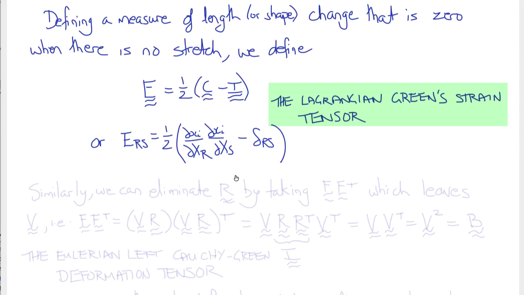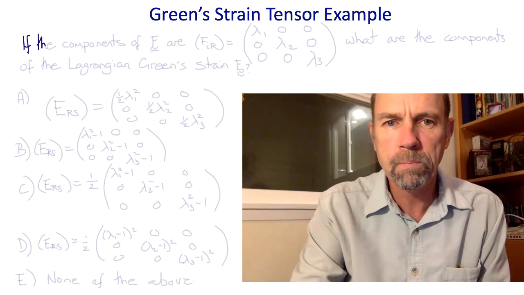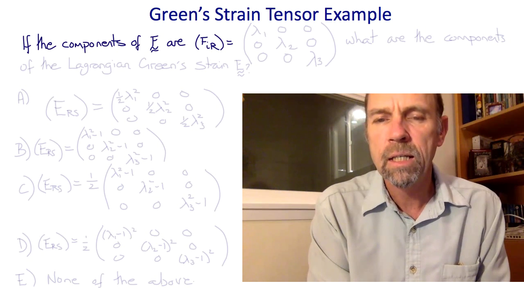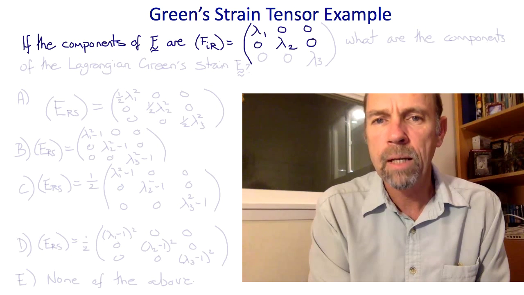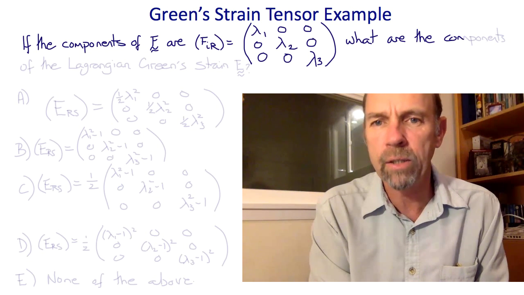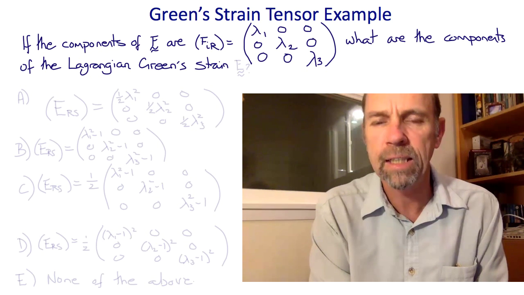So in order to eliminate the rotation, we took F transpose F. That had the effect of squaring U, and therefore the strain defined this way has a quadratic definition. And the 1/2 there is so that when we do a Taylor series expansion and linearize, that will cancel. Let's try an example now. If the components of the deformation gradient tensor F are F_iR equals lambda 1, 0, 0, 0, lambda 2, 0, 0, 0, lambda 3, what are the components of the Lagrangian strain tensor E?